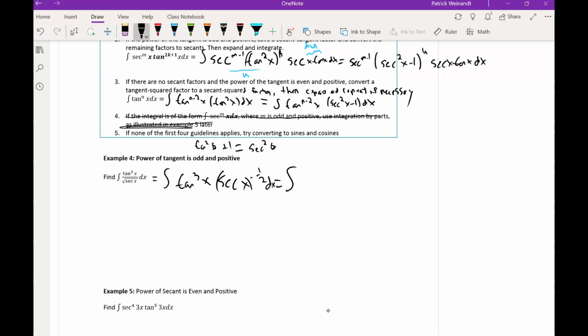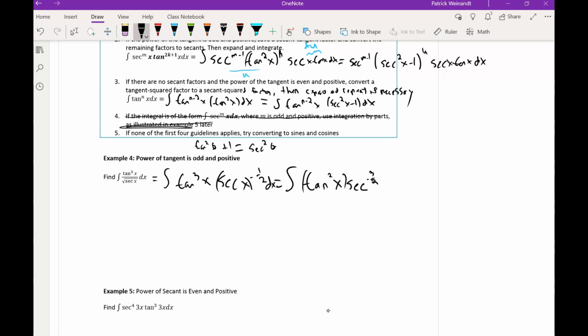To save a tangent secant, we have to factor out a tangent from here and a secant from here. If I factor out a tangent, I'm going to have one less tangent from tangent cubed: 3 minus 1 is 2, so tangent squared of x. Now this is the one that kind of stumps kids. If we're going to factor out a secant x, we're still taking out one secant, so we subtract that power by 1. So it would be secant to the negative 1/2 minus 1, which is secant to the negative 3/2.